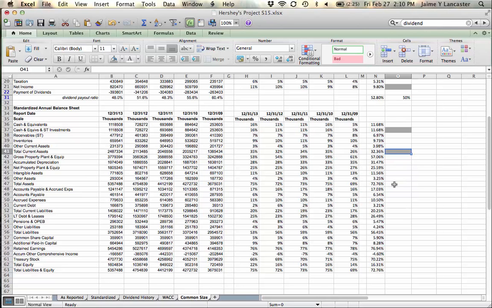We will not need one for total assets. We will not need one for total current liabilities. We won't need one for total liabilities. We're not going to need one for total equity or total liabilities and equity. Those don't get drivers because we will forecast them by adding together other items that we've found with a driver.